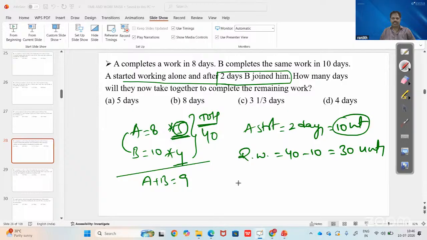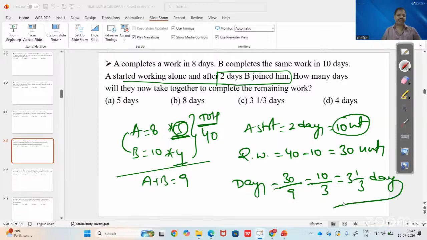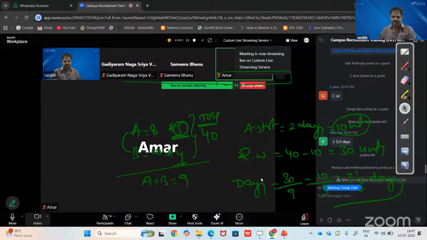So number of days equal to remaining work by efficiency. Remaining work equal to 30, efficiency equal to 9. 30 by 9 equal to 10 by 3, 10 by 3 equal to 3 1 by 3 days. So both together can complete the work in 3 1 by 3 days. Yes, 3 1 by 3 days.